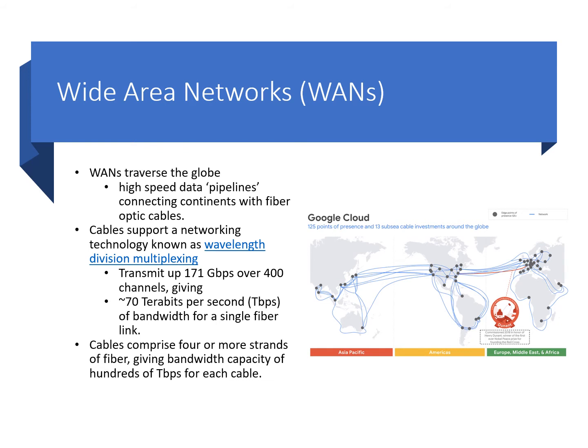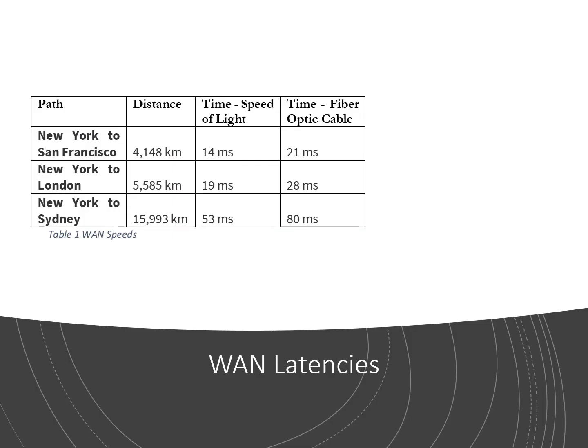The fiber cables that span the world normally comprise 4 or more strands of fiber, and this gives a bandwidth capacity of hundreds of terabits per second for each cable. Latency is more complicated with wide area networks, however. Wide area networks transmit data over hundreds to thousands of kilometers, and the maximum speed that data can travel is the theoretical speed of light.